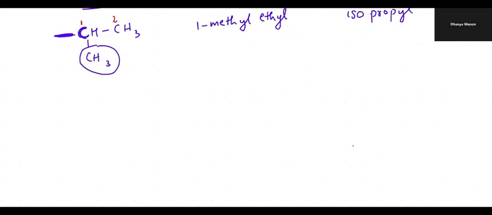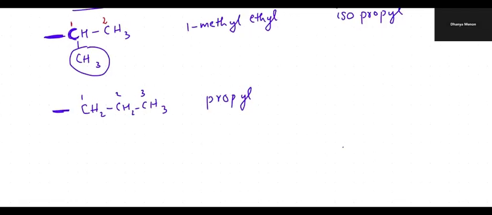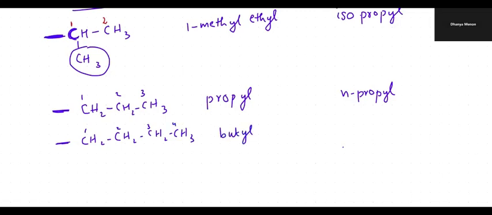Second substituent is CH2, CH2, CH3, all attached to the main chain. So this is a straight chain you can see, and here there are 3 carbon atoms. So definitely it is propyl, and it's a straight chain, so that is why it is called normal propyl. Now this is the connection to the main chain: CH2, CH2, CH2, CH3. You can see there are 4 carbon atoms and it's also a straight chain. So it is called butyl, and for common name, it is called normal butyl.